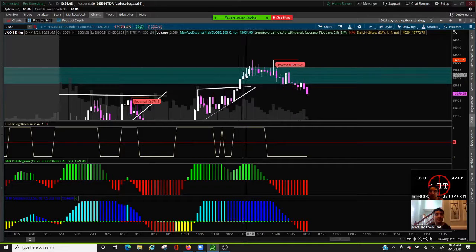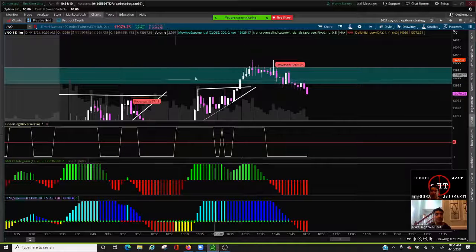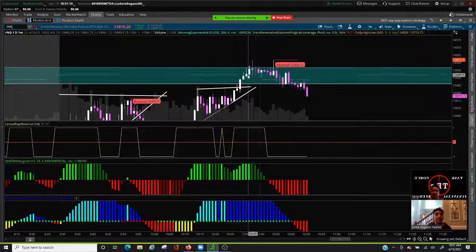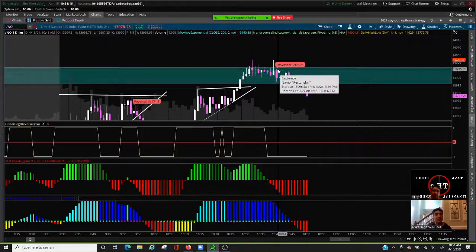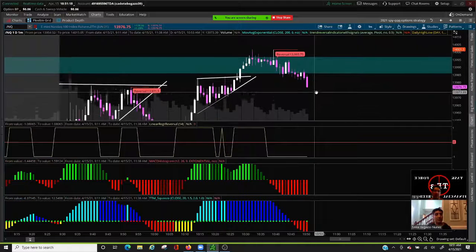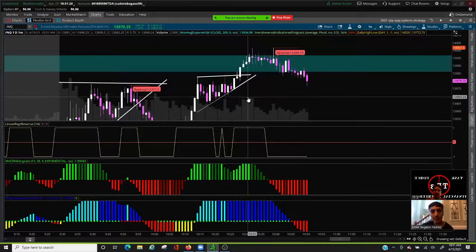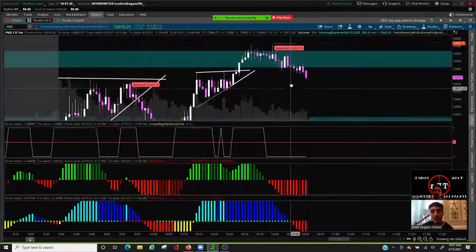So I got out somewhere over here because we know we're in this area of resistance, right? That we identified pre-market. And look what it's doing. It comes up, boom. Now it's reversing. Okay, so I'm not in any of these trades. I don't know if you are. I'm not.